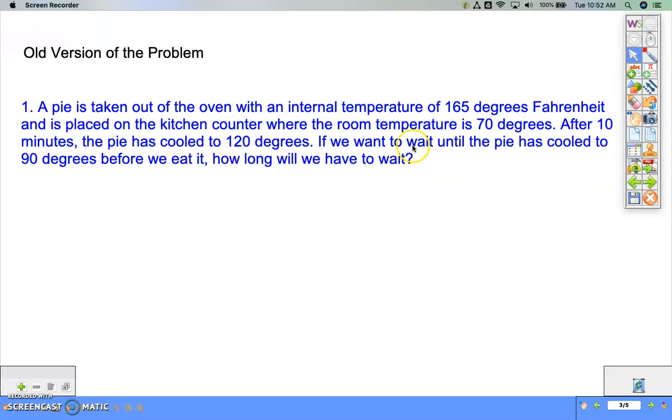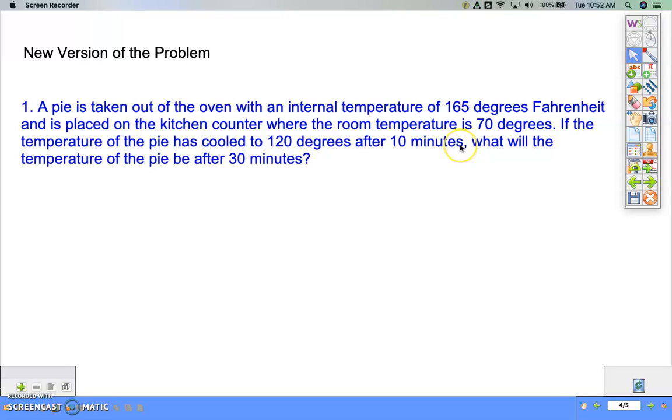On the previous question, I said, how long do we have to wait before it's 90 degrees? Now, the reason I am switching this to be what will be the temperature of the pie after 30 minutes is I think more students will recognize the common mistake that is made, because after 30 minutes, if you work this through, the temperature will be less than 70 degrees. It'll be like 61, something like that. I don't have that written down. I did it already, but you'll get an answer like 61 degrees, and I think students will catch on that that's not reasonable considering the temperature of the room is 70 degrees.